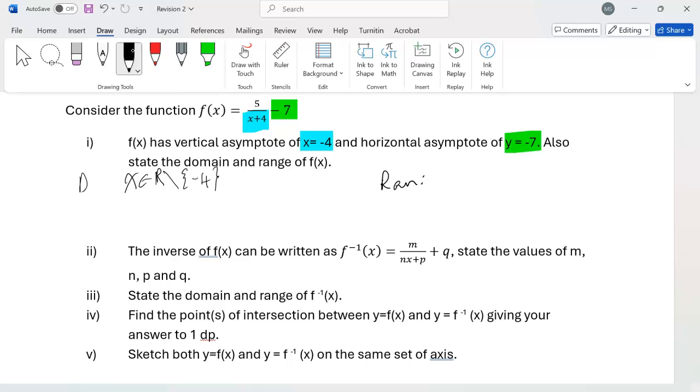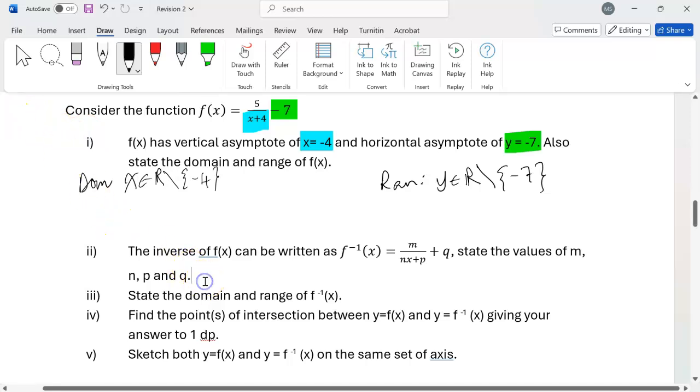This is the domain. The range is, your y should be an element of the real numbers except the horizontal asymptote, negative 7. So in this case it is all numbers except the two asymptotes accordingly: the vertical one excluded for the domain, the horizontal one excluded for the range.